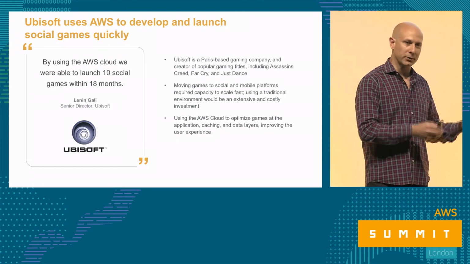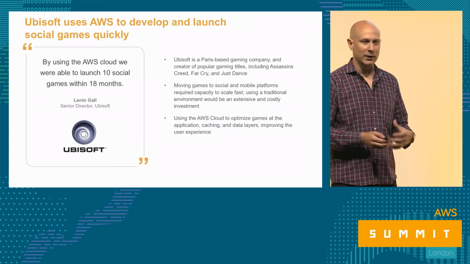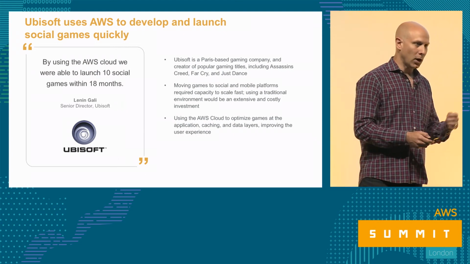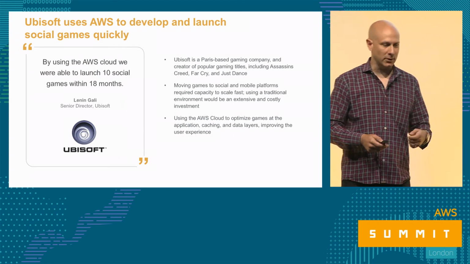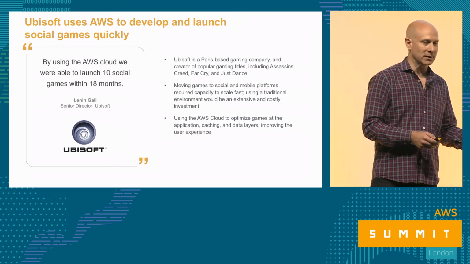If you have to buy hardware and plan in advance like everything's going to be a hit, you might be stuck with that hardware for the lifetime that you purchased it. You don't have that problem with AWS. Also, Ubisoft is able to move faster. As you see from the quote here, they were able to launch 10 social games within 18 months.